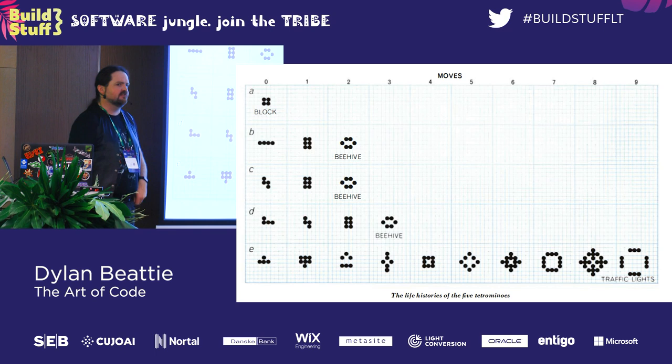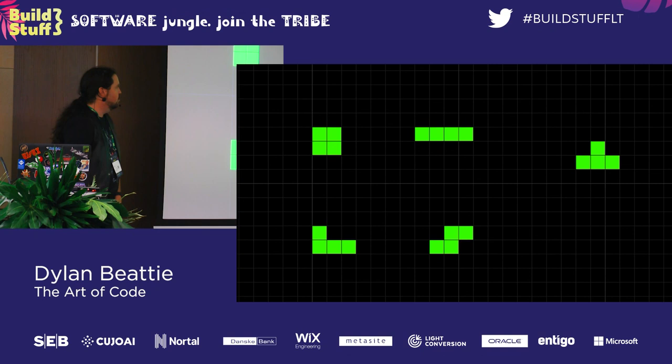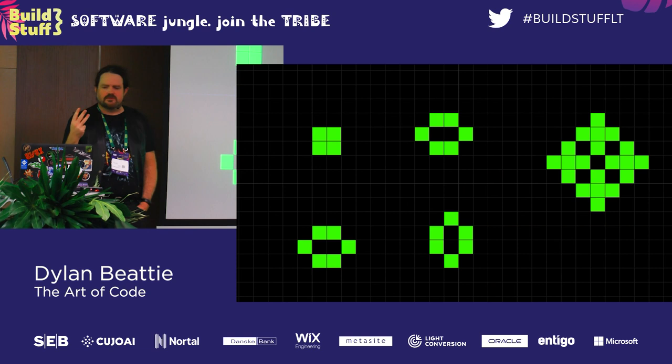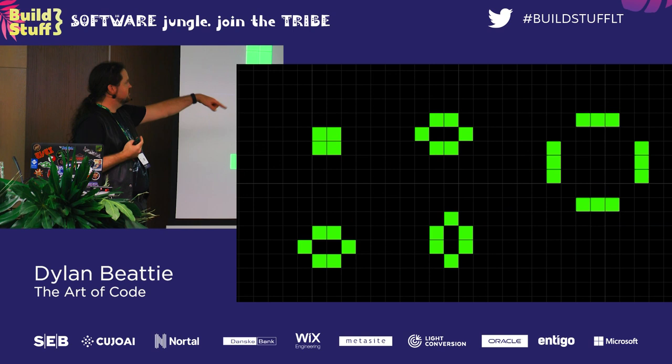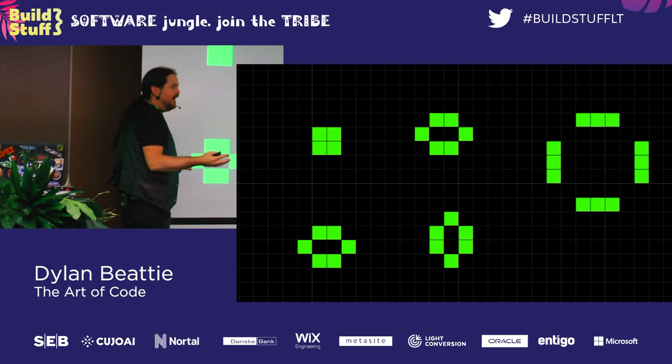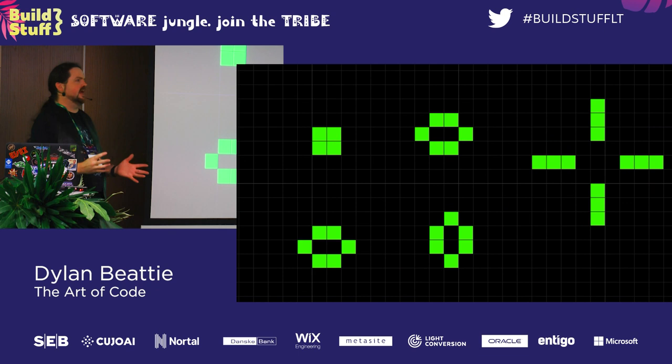So those five tetrominoes, let's see what they actually do. Watch this. And so from those five shapes and those three rules, we get this. Four of them stabilize, but one of them goes into this infinite looping, repeating pattern that we call traffic lights. And you could understand that using graph paper, but until you start running the stuff on software, you don't really understand. You can't visualize what's really going on here.